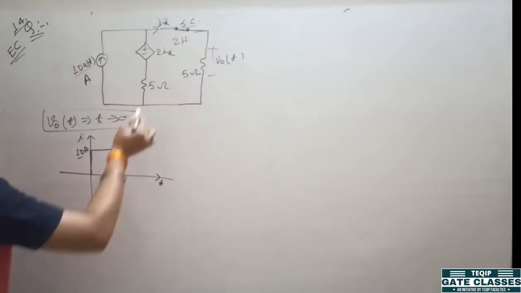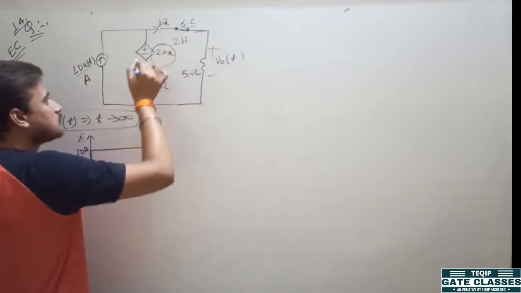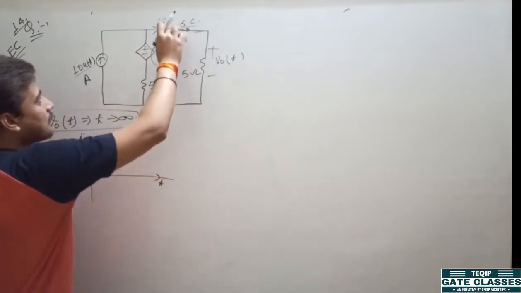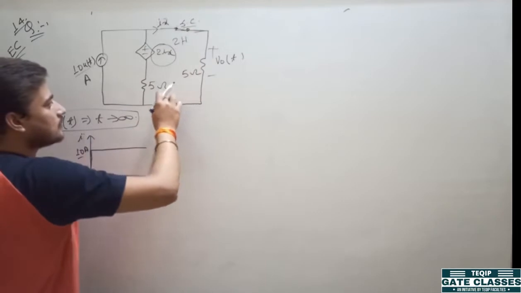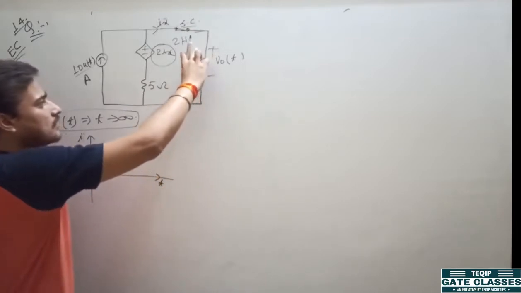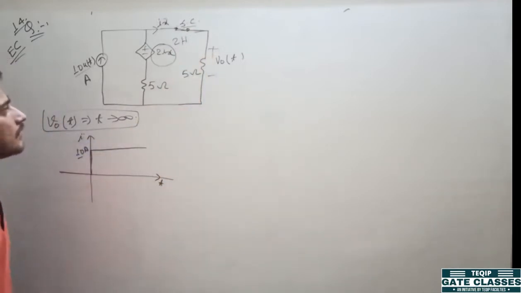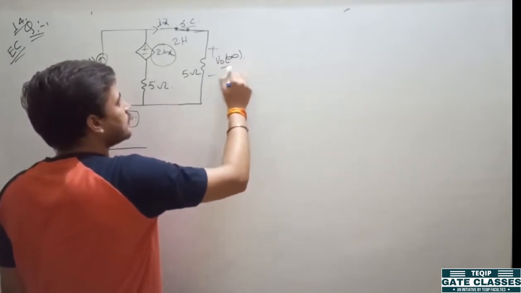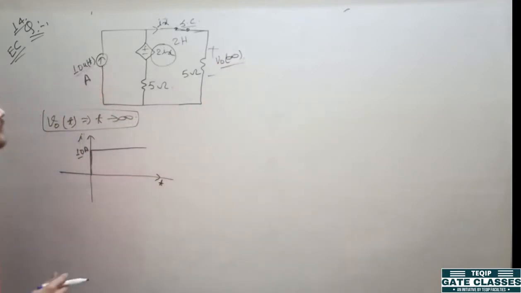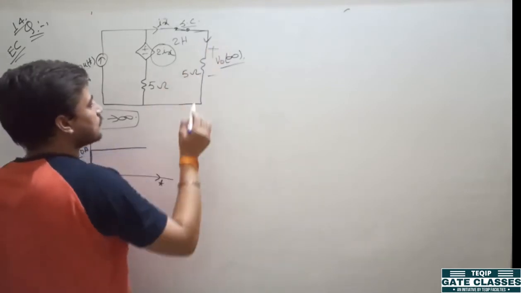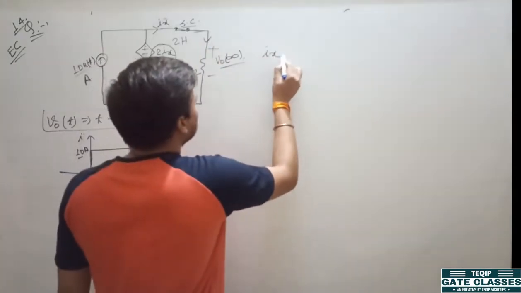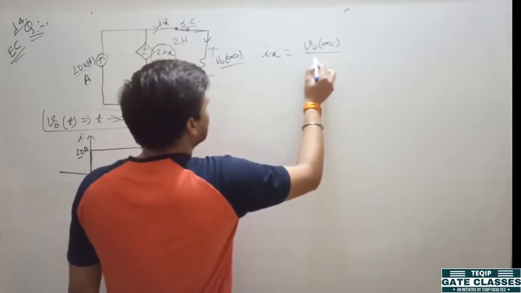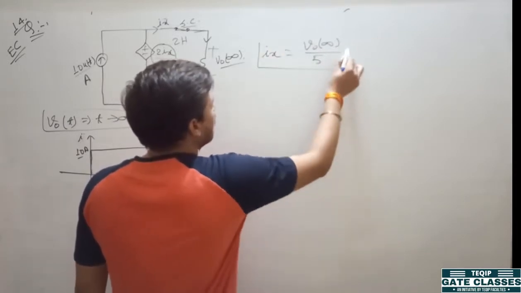Coming to the dependent source, its value is 2Ix. Now we have to look at the branch. Ix is depending on this branch, so we have to find the value of Ix. Here V0(t) will become equal to V0 infinity. Ix is flowing through this one, so Ix will be written as V0 infinity divided by 5. This is the value of Ix.